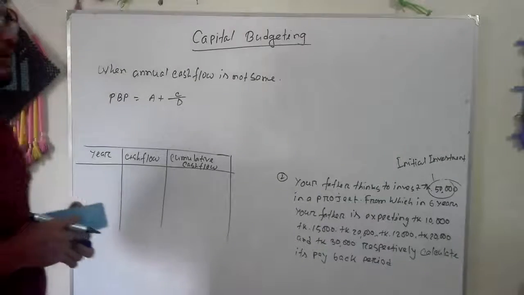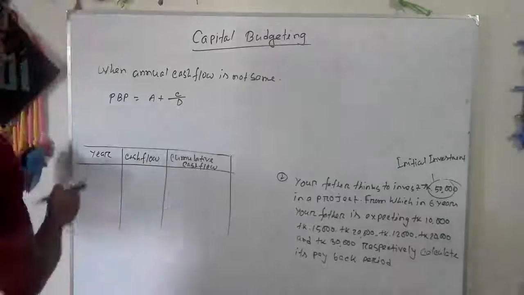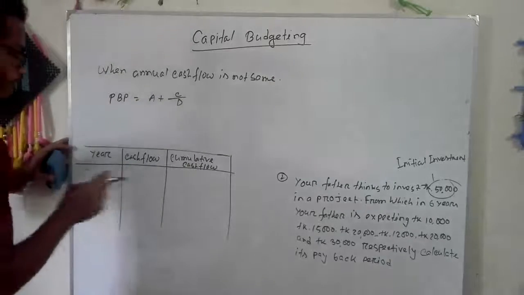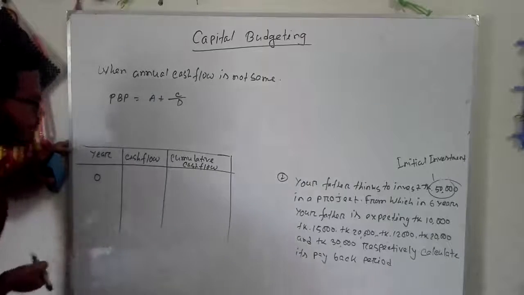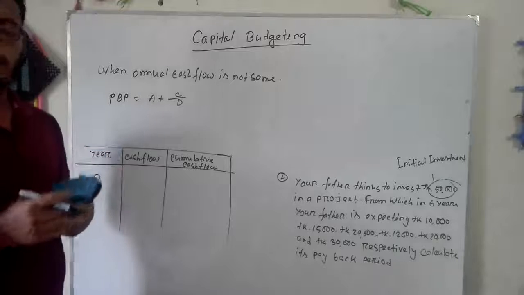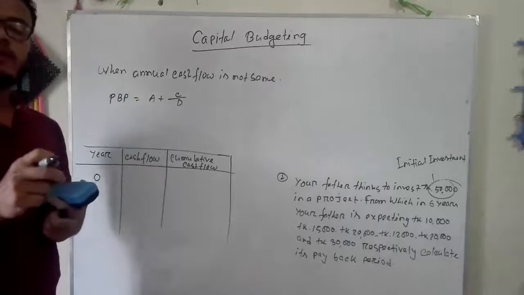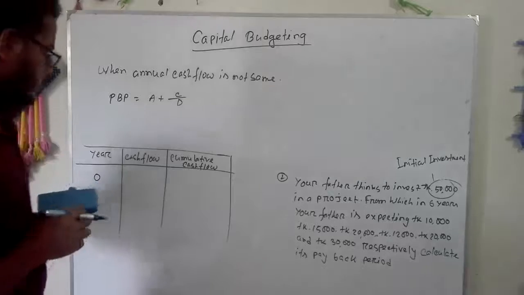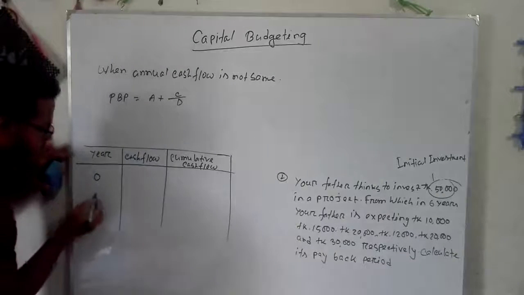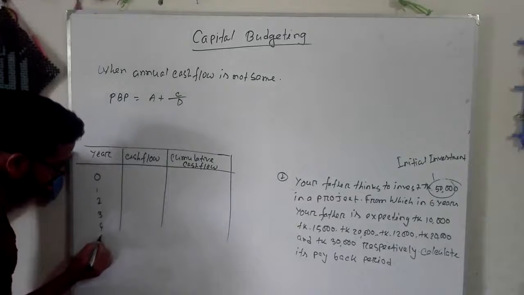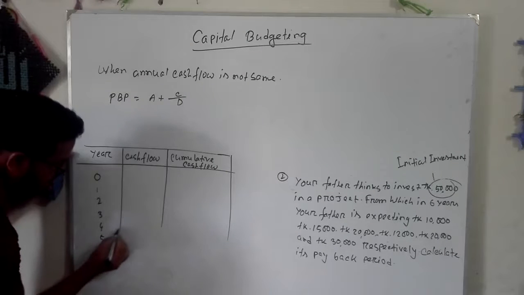So dear student, the project duration is 6 years, but I also write the first year as 0 year, because when I invest in any project, the initial investment time is 0 years. So 0 years, first year, second year, third year, fourth year, fifth year, and total 6 years.